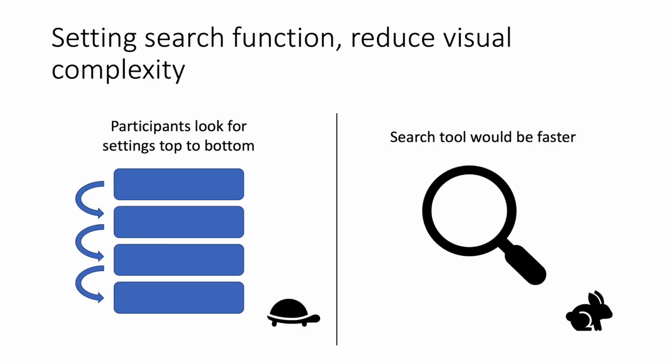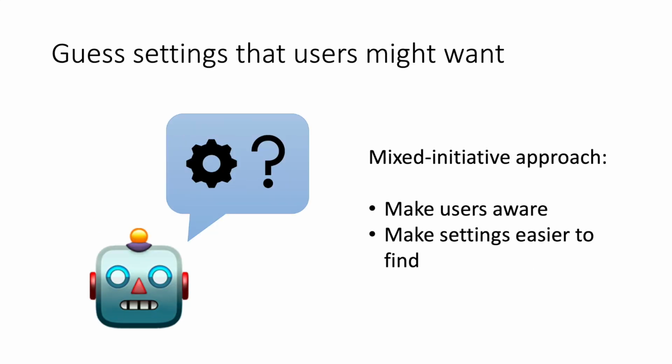Second, we notice many participants iterating through settings top to bottom, and sometimes missing settings. A search function and reducing visual complexity could improve upon this strategy. And as a final example, a mixed initiative approach, which guesses what settings users might want to use, could assist by making users both aware of settings and making them easier to find.